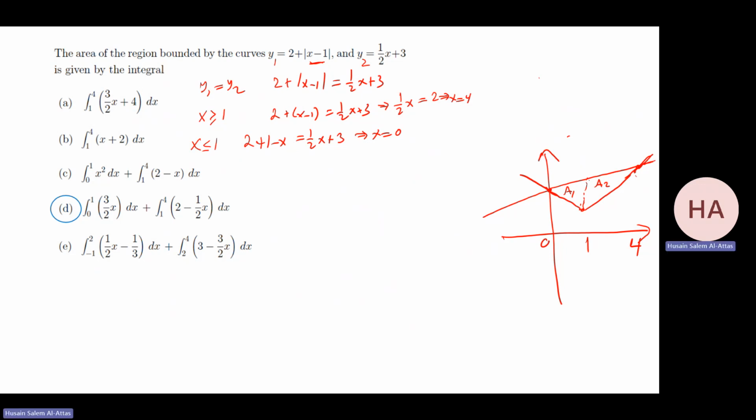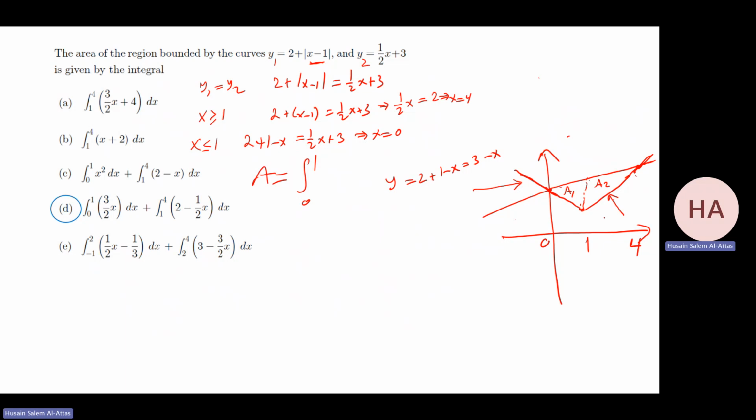So the area will be the integral from 0 to 1 of what? The line minus the negative part of the absolute value. Be careful. This one is the negative part, so this will be 2 plus 1 minus x, which is 3 minus x. And this one, no, this is not y1. This is the negative part of that.